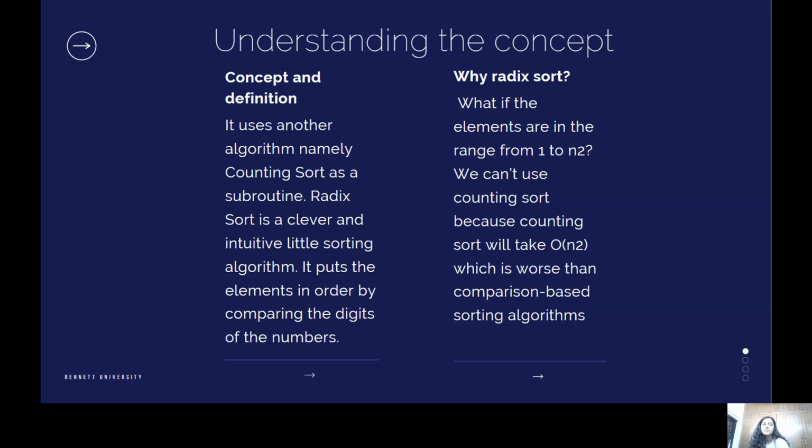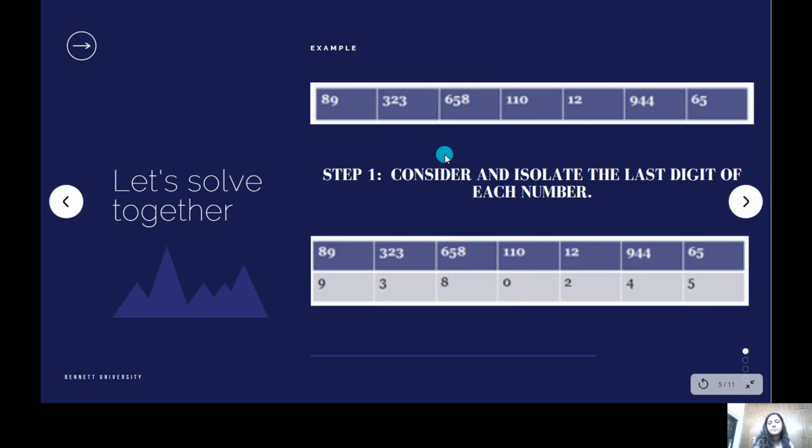To improve that time complexity, we've introduced radix sort. As an example, let's say we want to sort this array of 7 integers, each integer value ranging from 0 to 999, and we want to sort this array in an ascending order so that the smallest number comes first.